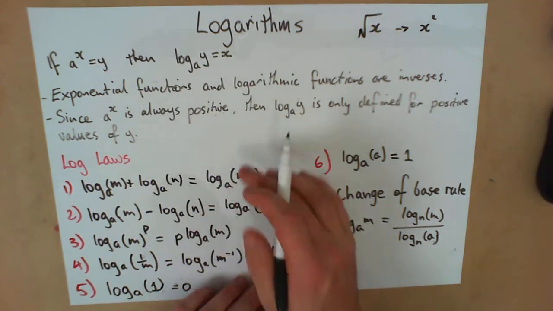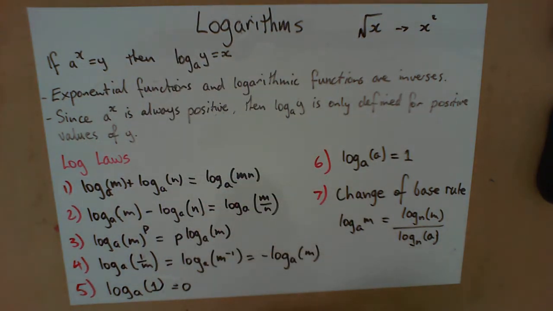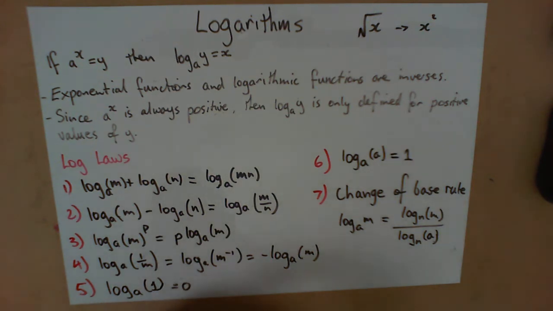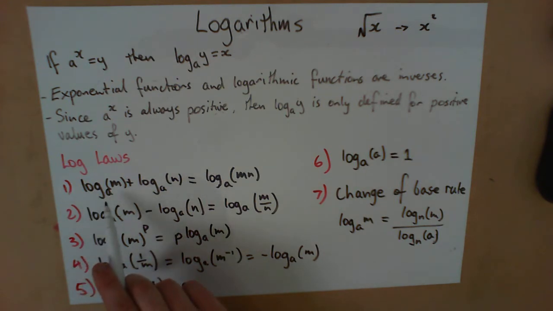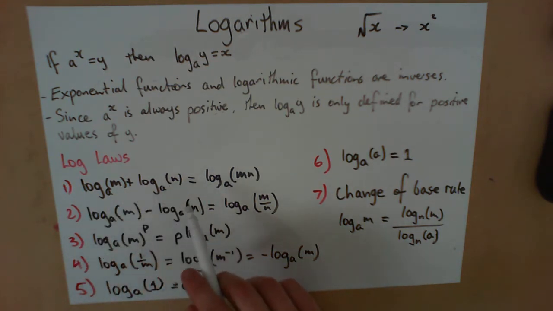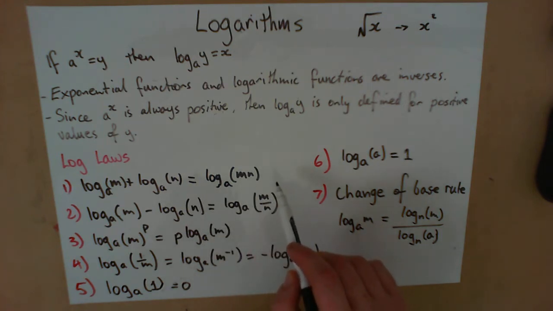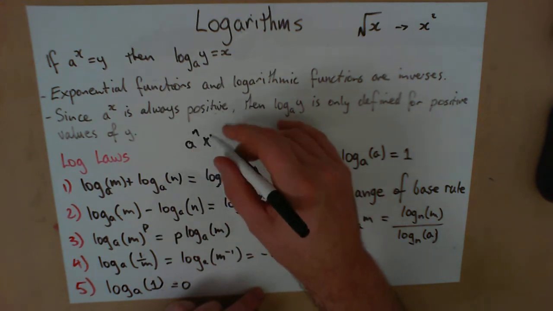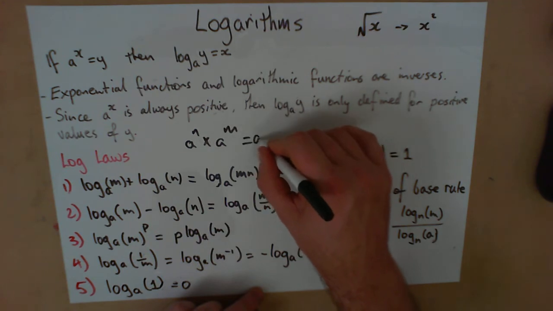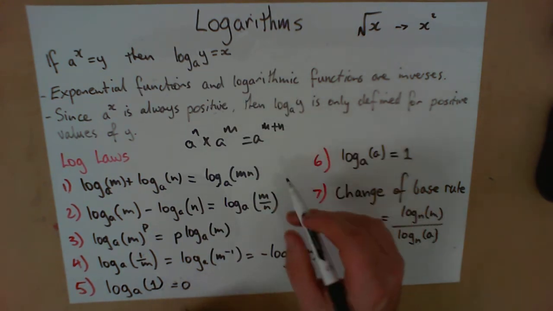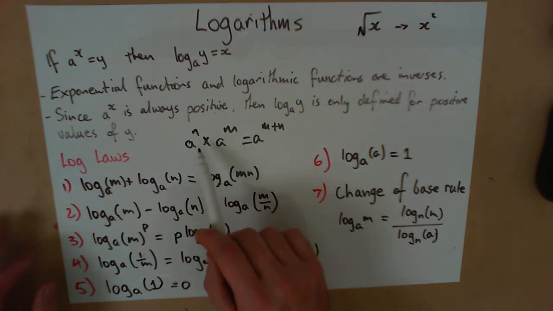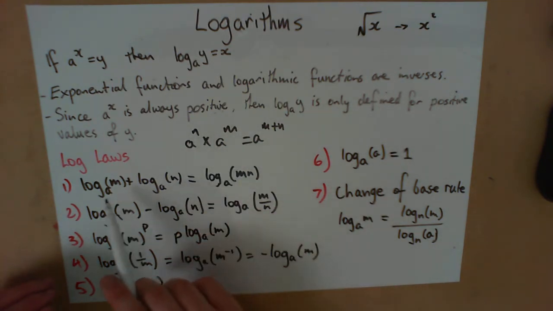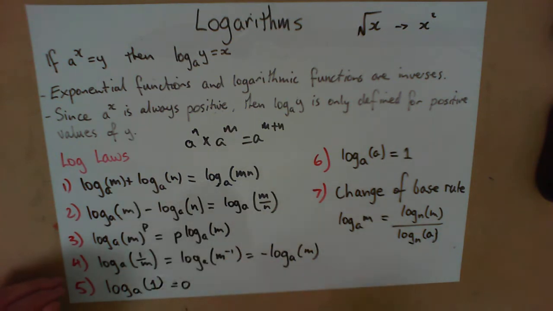Funnily enough, just like we've got index laws, we've got log laws. These are very similar, but you'll see there's a little bit of a tweak to them because they're inverses, so they're not going to be exactly the same. If we've got log to the base a of m plus log to the base a of n, that's equal to log to the base a of mn. This is similar to our index law of a to the power n times a to the power m being a to the power m plus n. In the past we were multiplying things together and adding our powers. This time we're adding things together and we're multiplying our numbers.